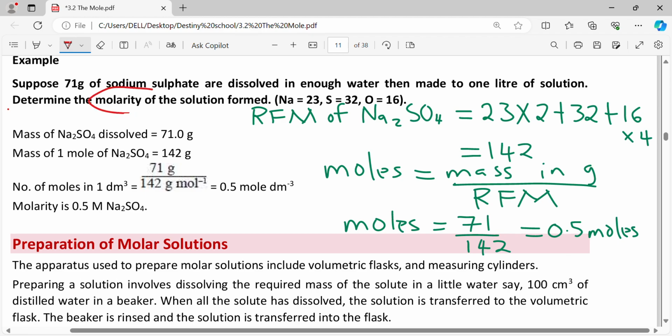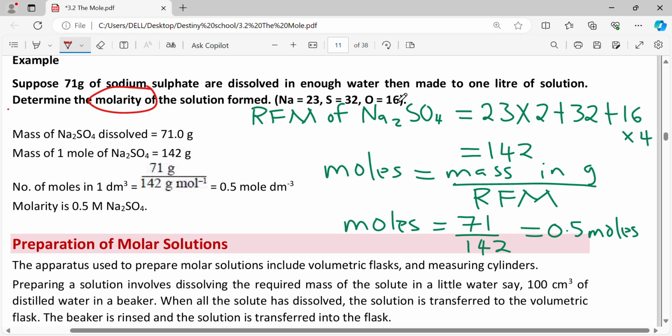But the question was asking about molarity. So we were focusing on molarity. Now what is molarity? I told you that molarity is the number of moles in 1 liter of any given solution. So they have told us that suppose 71 grams of sodium sulfate are dissolved in enough water, then made up to 1 liter of the solution.